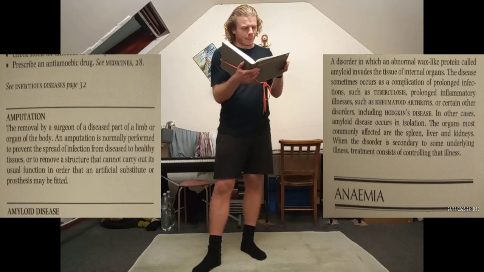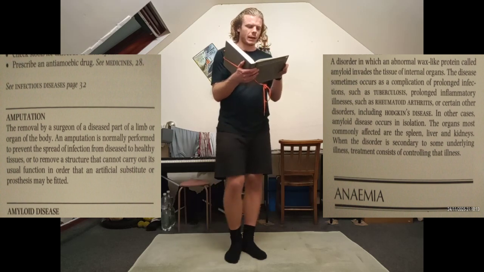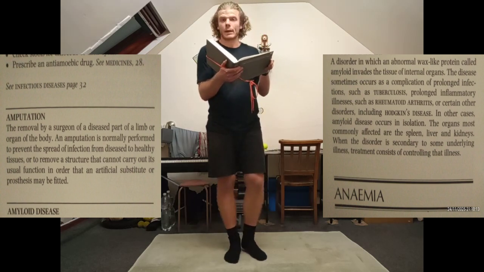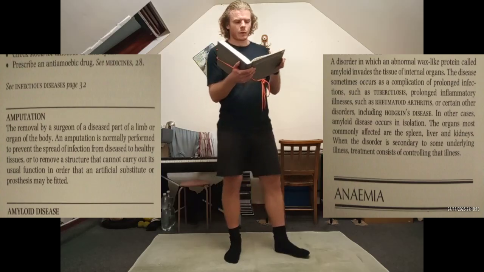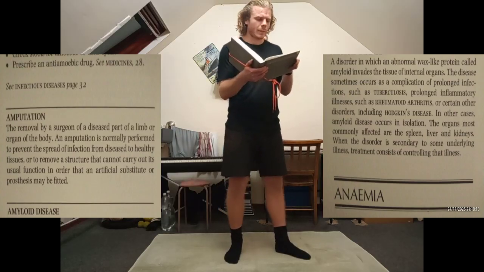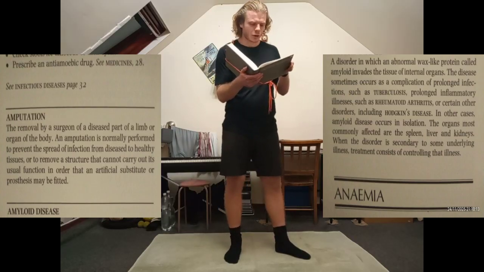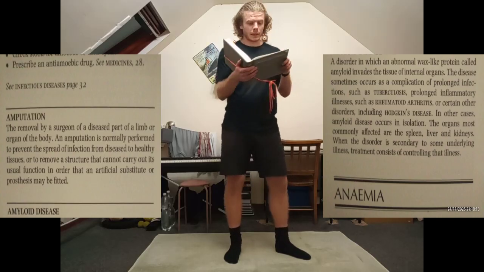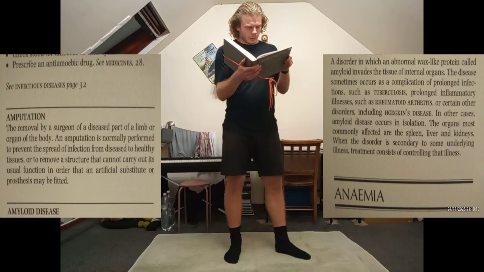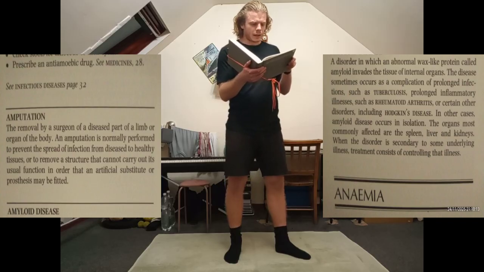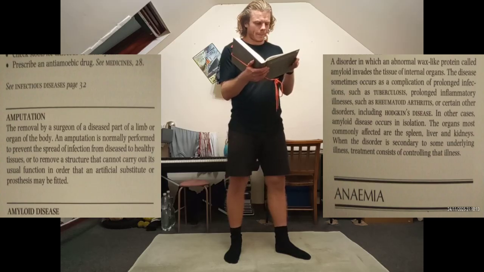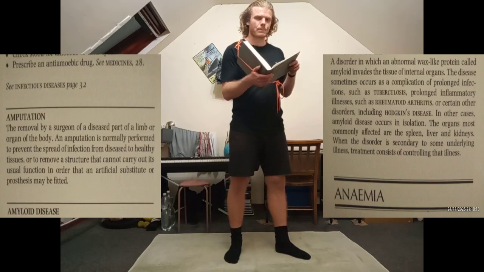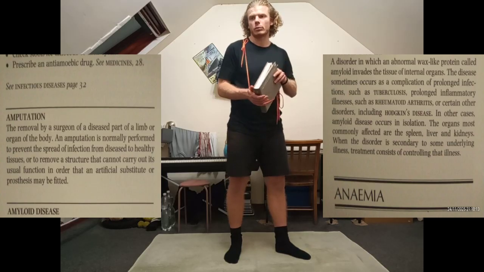Okay, amyloid disease: a wax-like protein called amyloid invades tissue of internal organs. It can come as a complication of tuberculosis, rheumatoid arthritis, or Hodgkin's disease. Most affected are the spleen, liver, and kidney. Treatment consists of controlling the disease which has brought it about.